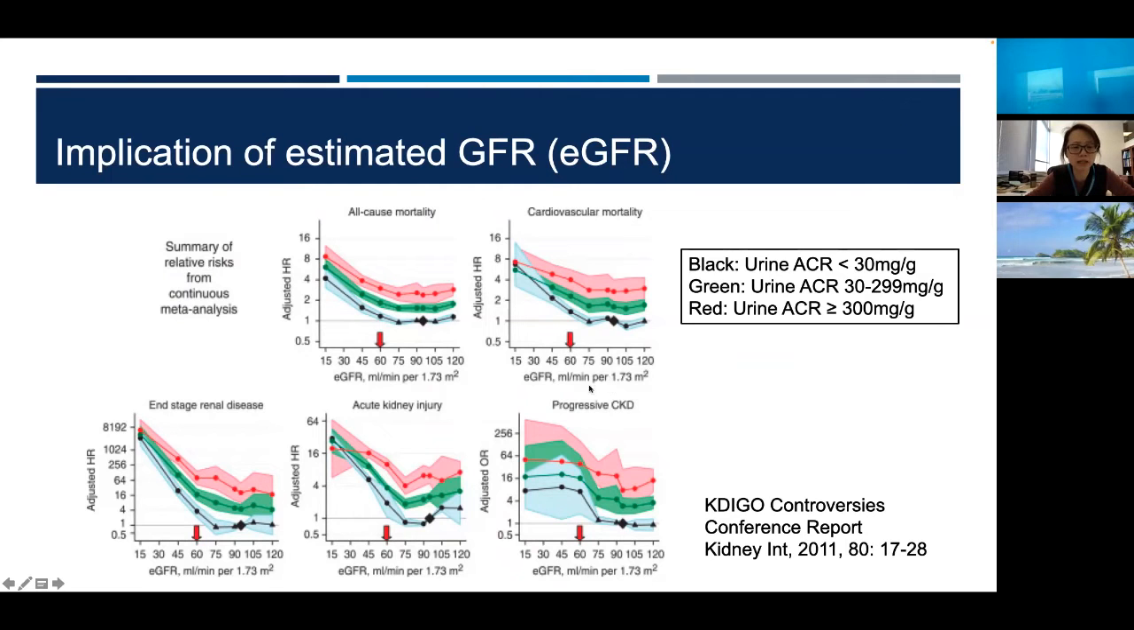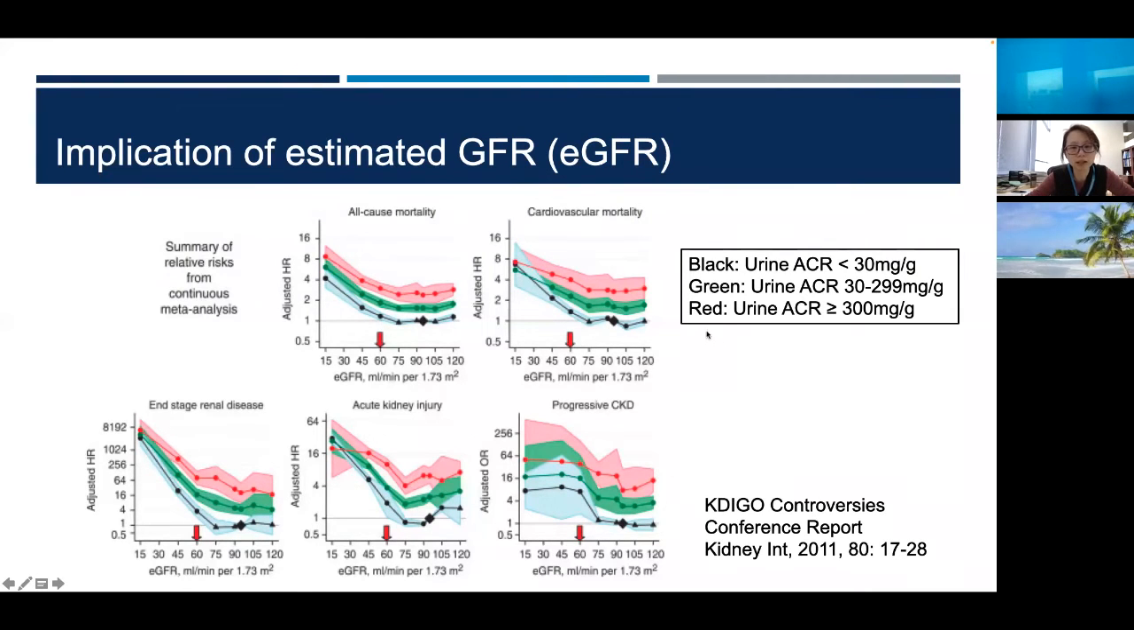It is showing that patients with lower estimated GFR, especially those less than 60, are associated with increased all-cause mortality, cardiovascular mortality, higher rate of progression to ESRD, more likely to develop AKI, and also more likely to progress to chronic kidney disease.